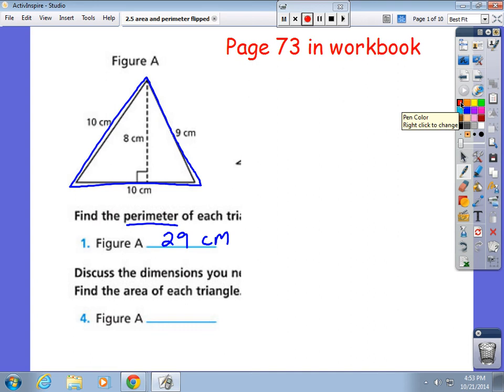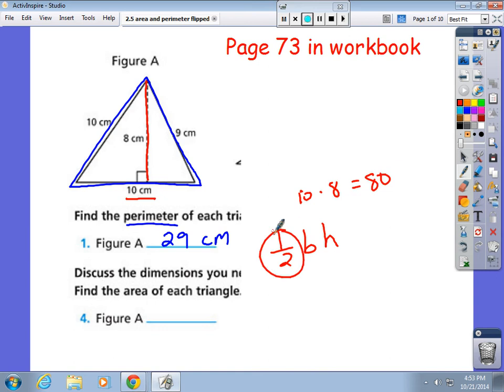Next up is area. Area, we have to take 1/2 base times height. My base is 10. My height is following the perpendicular line, 8 centimeters. My base is 10, times my height, which is 8. 8 times 10 gives me 80. And now I have to take half of 80. Half of 80 would be 40. It would be square centimeters because we're talking about how many squares this takes up. If we were to count all the squares, it'd be 40 centimeters squared.